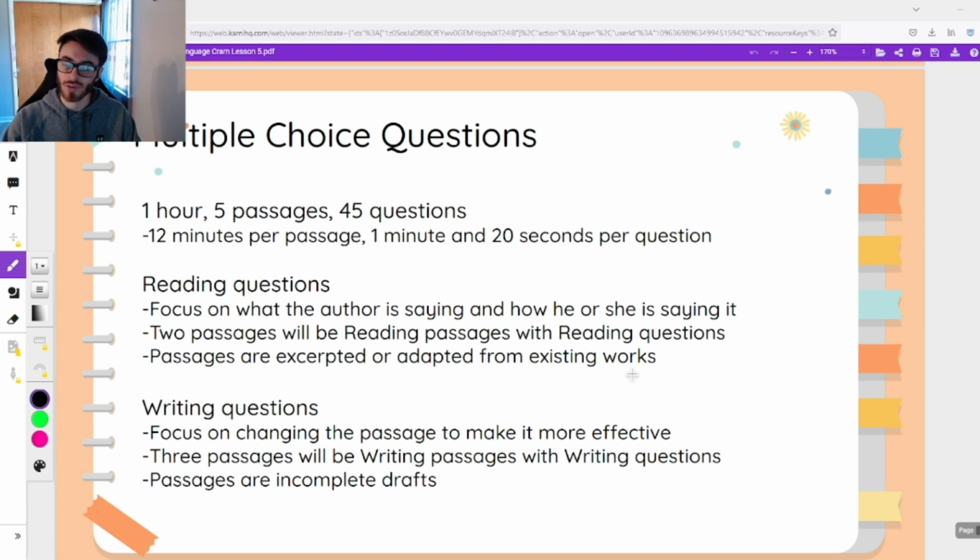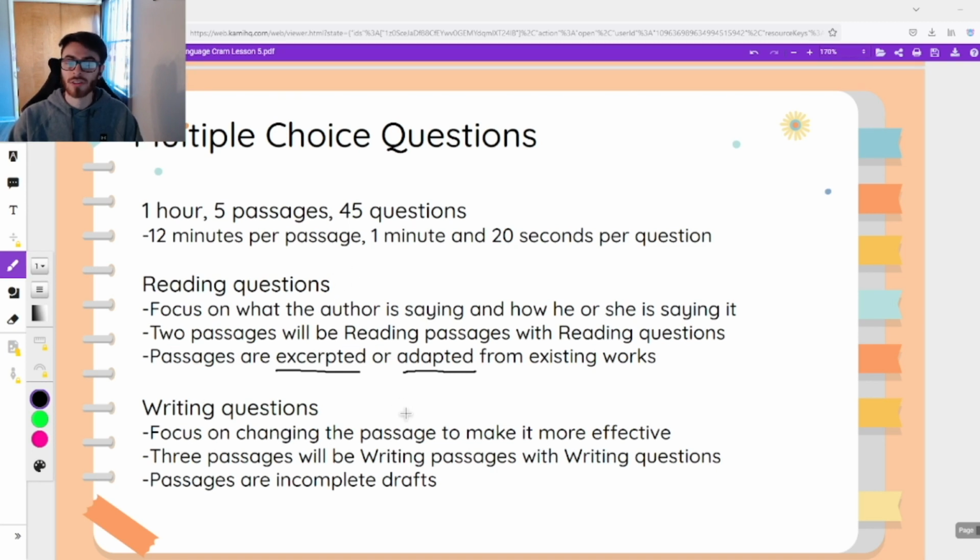Not only are the reading questions different from the writing questions, but the passages that accompany reading questions are different than the passages that you use for writing questions. The way you can tell if you have a reading passage is that it is excerpted or adapted from an existing work. It might be a novel, a chapter of a novel, or an excerpt from a novel, or it might be a letter written sometime in the past from some politician to someone. Or it might be a speech that was given somewhere. If it tells you that it's an excerpt or that it's adapted from a completed existing work, it's a reading passage, and the questions that accompany it are going to be reading questions.